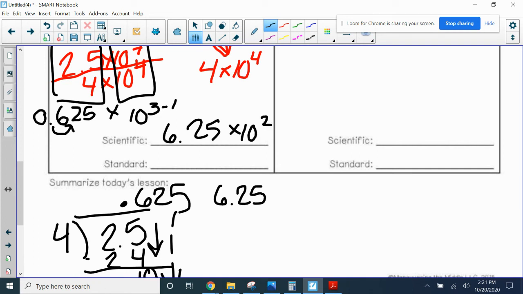And then our last step is to go ahead and put that in standard form. It's a positive 2, so I know I need a number greater than 1. So 625, because 1, 2 positions to the right.